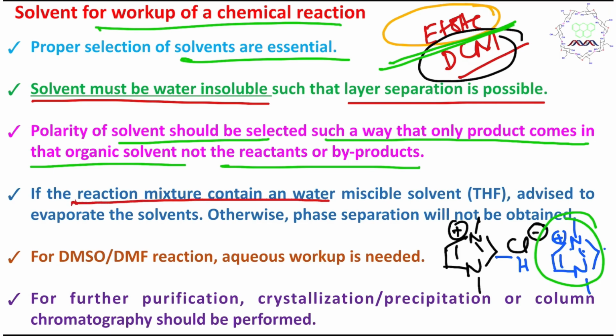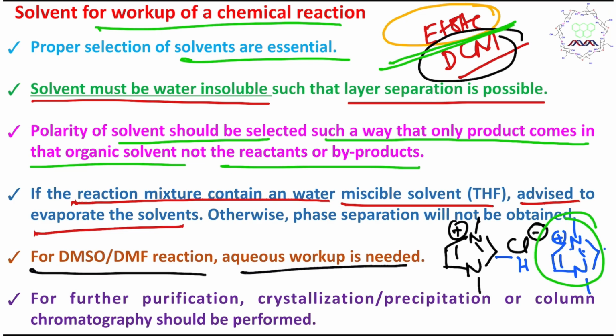Not only that, if a reaction mixture contains water-miscible solvents like THF or alcohol, it is advised to evaporate the solvent first. Otherwise, this alcohol will dissolve in both water and the organic solvent, so no clear phase separation will be observed inside the separatory funnel. That's a problem. Also, for a DMSO or DMF reaction, aqueous workup is essential to remove the solvent. Above everything else, for further purification after phase separation, crystallization, precipitation or column chromatography should be performed to make it purer.